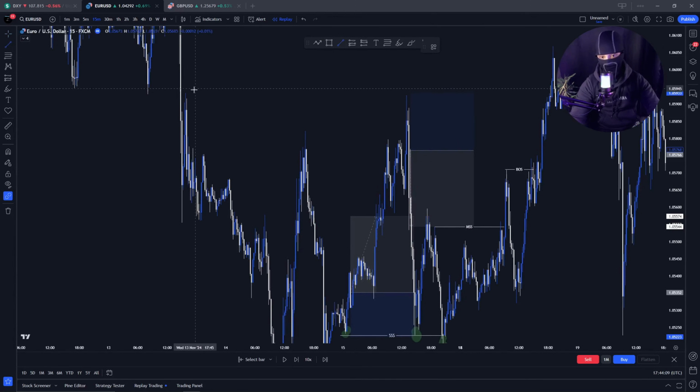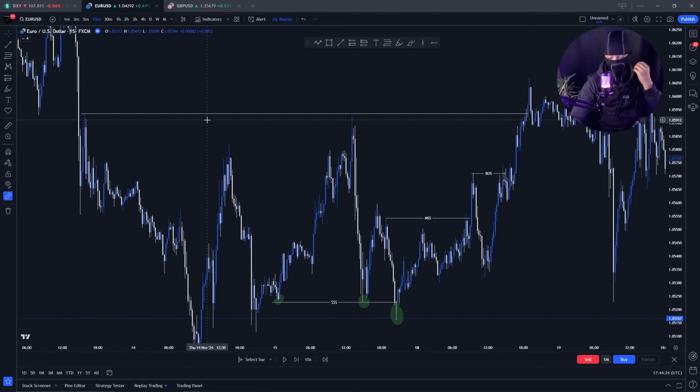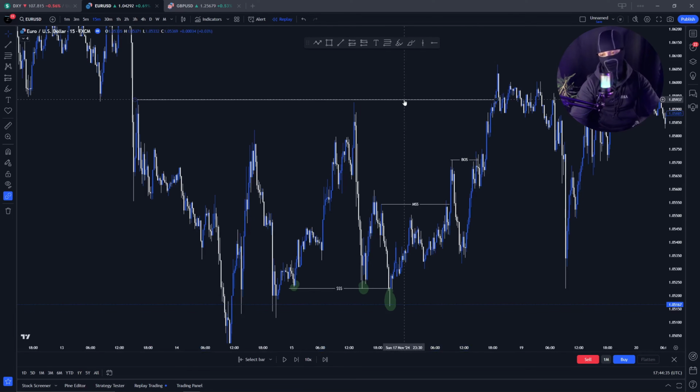And if we zoom out to the left, what can we see? There are relative equal highs resting here. This is a point of liquidity where the market is magnetized towards. Why? Because it's like double the liquidity. Does that make sense? So once we take this high, this would be known as a liquidity sweep.